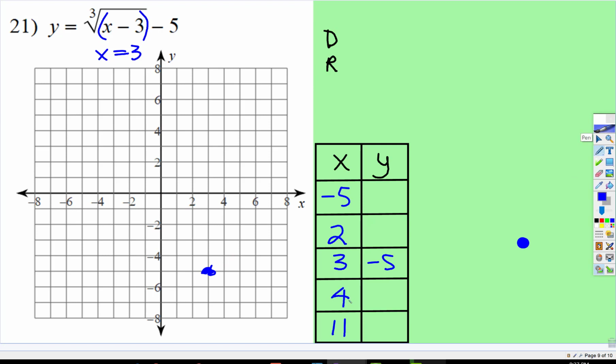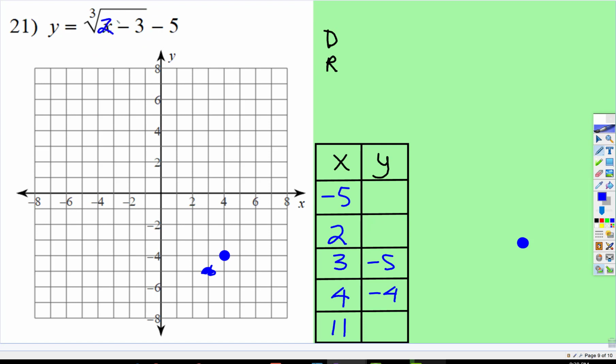So now we're going to put in 4. 4 subtract 3 is 1. The cube root of 1 is 1. 1 subtract 5 is negative 4. So at 4, we're up there at negative 4. And my guess is when I put 2 in there, well, it won't be the same.